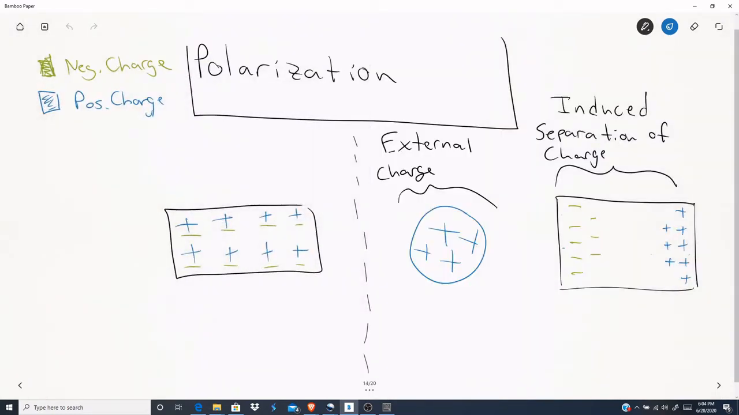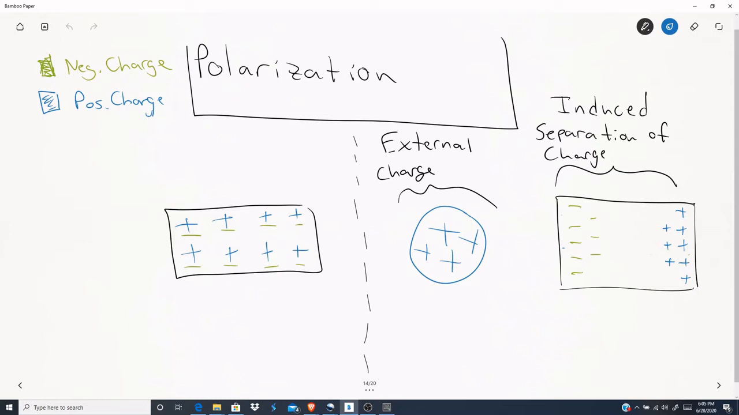Polarization is an effect that happens in the presence of external charges. Essentially, in the presence of a charged particle, there will be a separation of charges in a neutral object. So in this picture here on the left, we have this rectangle which has positive charges and negative charges inside of it. You can think of the positive charges as being the protons and the negative charges as being electrons. We bring in an external positively charged object to put it on the left of that rectangle.